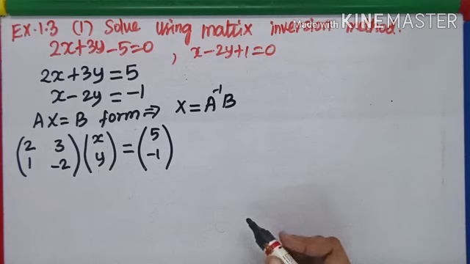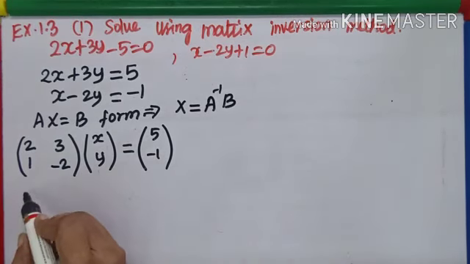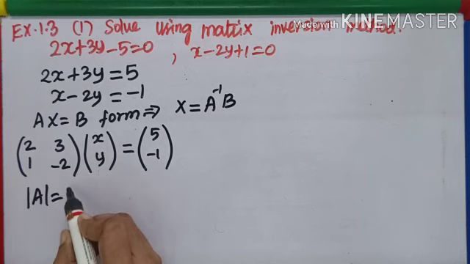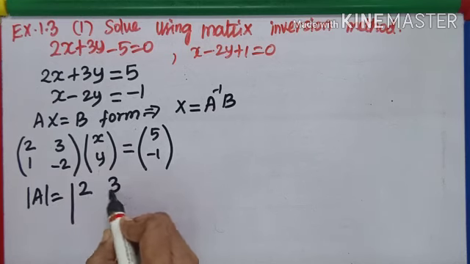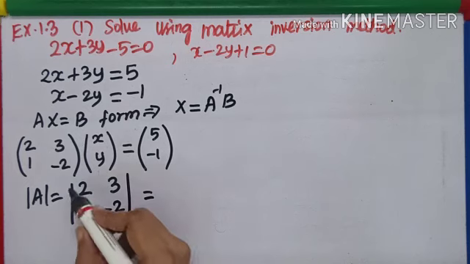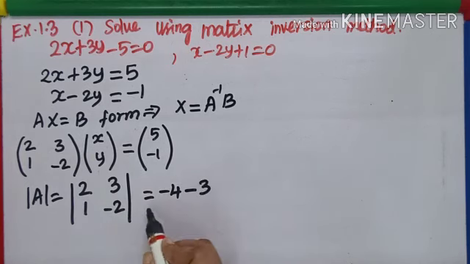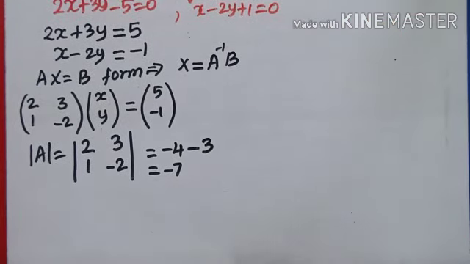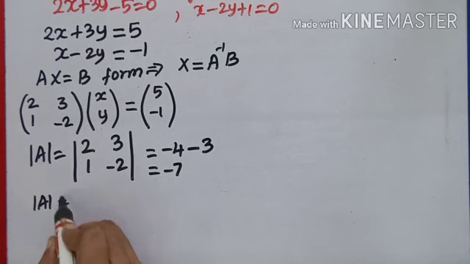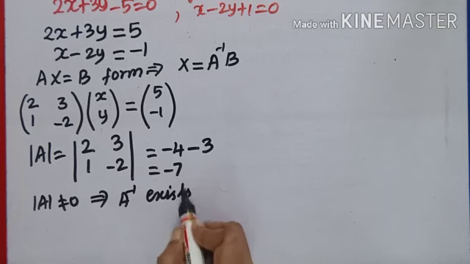Now, my question is to find this X. So, find out A inverse. What is the first step? Determinant A. What is the determinant? 2, 3, 1, minus 2. 2 lines we put. Multiply and subtract. 2 into minus 2 minus 1 into 3. My answer is minus 7. This minus 7 should not be equal to 0. Then only A inverse will exist.